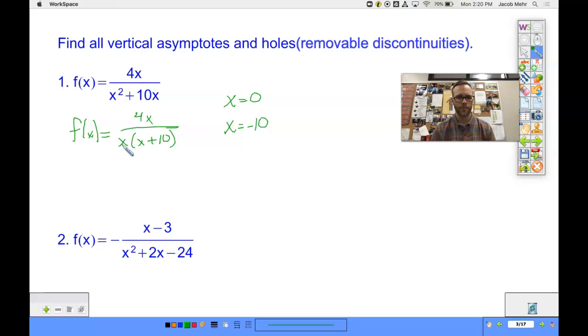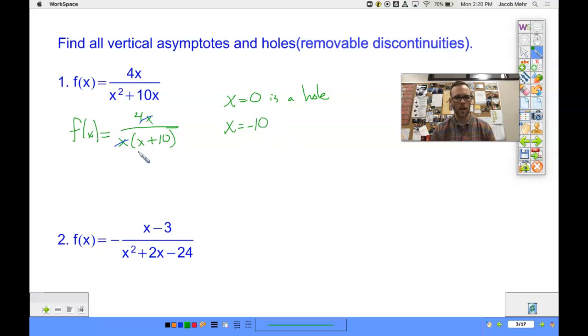Now notice, there's an x here that gives us the 0. There's also an x in the numerator. Those cancel, and they create a hole. 0 makes the numerator and denominator 0. So x equals 0 is a hole, or removable discontinuity.